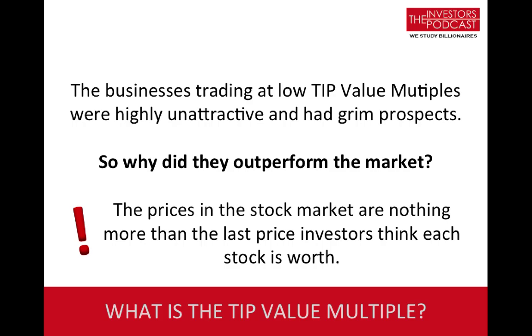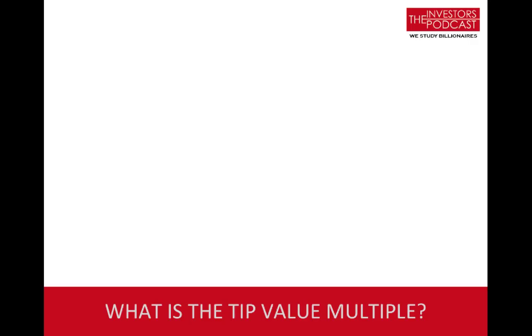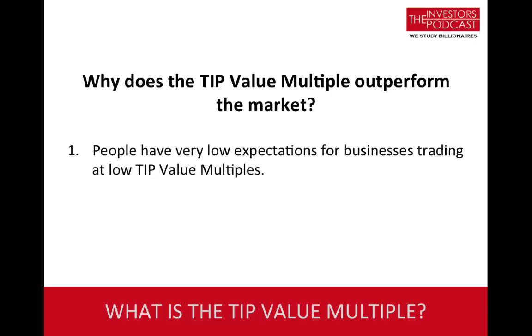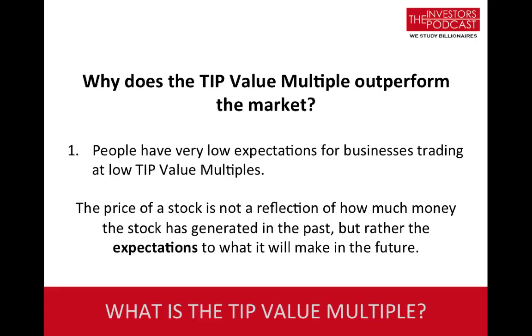Well, that being said, that you can find highly unattractive businesses out there is the same reason why the TIP value multiple works. First of all, people have very low expectations for these stocks. The price of a stock is not a reflection of how much money it has generated in the past, but rather the expectations of what it will make in the future.